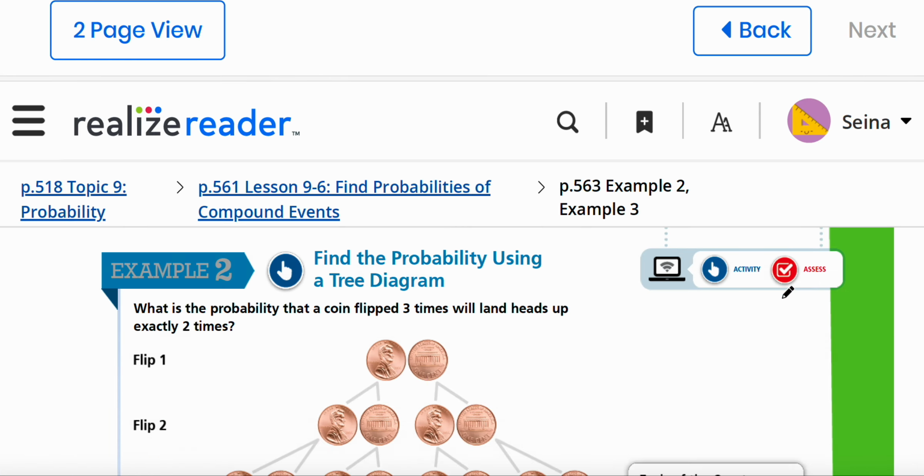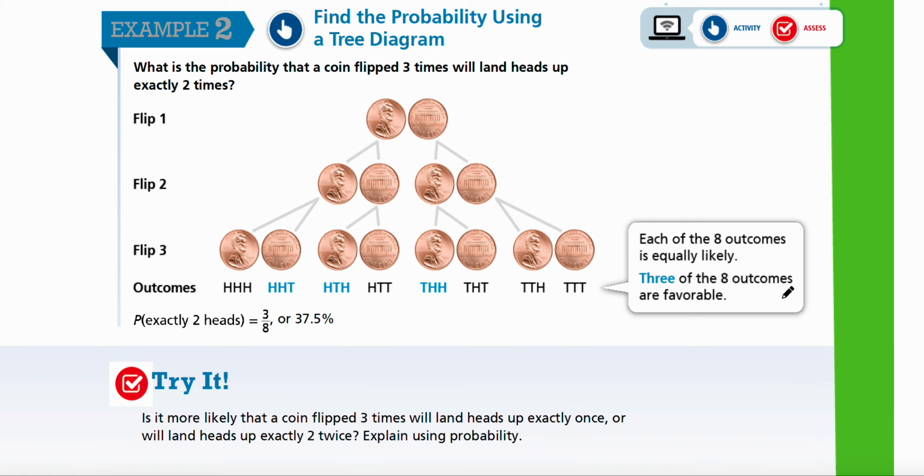Okay, let's move on to example 2. Find the probability using a tree diagram. What's the probability that a coin flipped 3 times will land heads up exactly 2 times? So you can use a tree diagram in order to see all these possibilities. If it's a head and a tail, right? Flip 1, you get a head. Flip 2, you'll get a head or tail as well. Flip 3, you'll get head or tail, depending on each flip, right? So there are different outcomes.